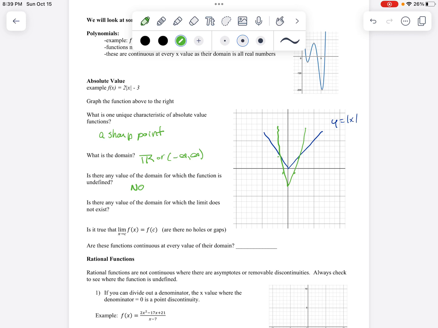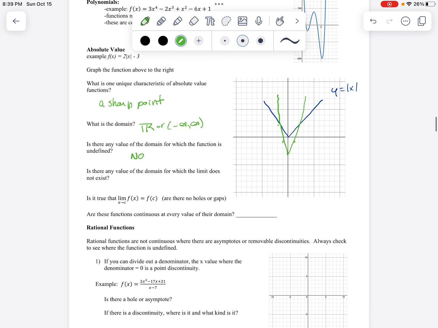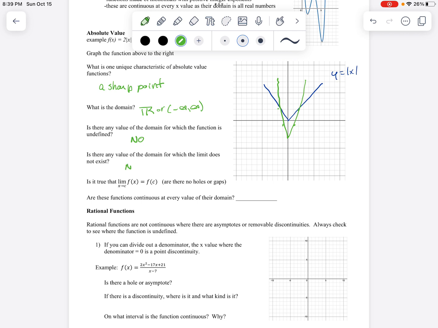And is there any value of the domain for which the limit does not exist? No. So if I pick a point, and as I go from the left, that's the right, and the left, there's a limit for every point, even this point right here. As my x values come from the right and as my x values come from the left, my function here is going toward -3.